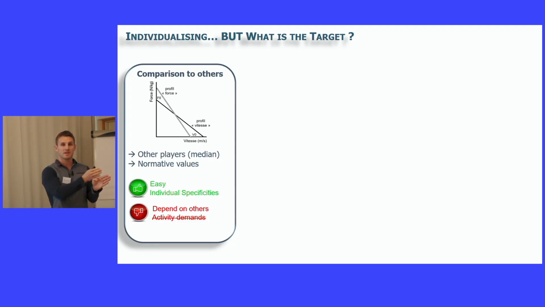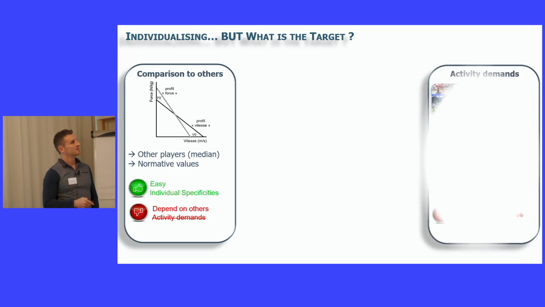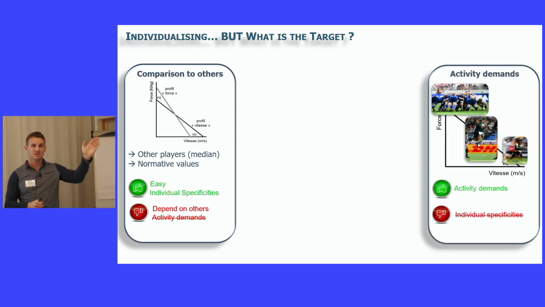So you will train an athlete because the comparison to others is like this. And it's not very good to train someone because the other one is different. And the issue is it doesn't respect the activity demands. You don't consider the activity demands here. So the second solution is to consider the activity demands.